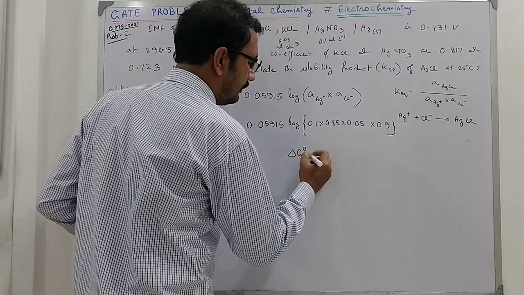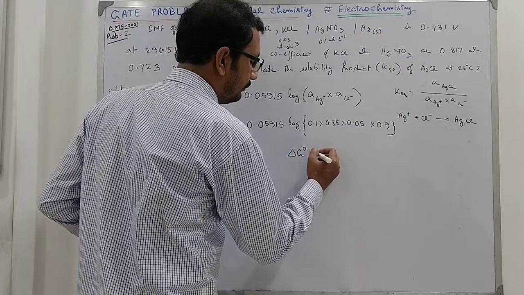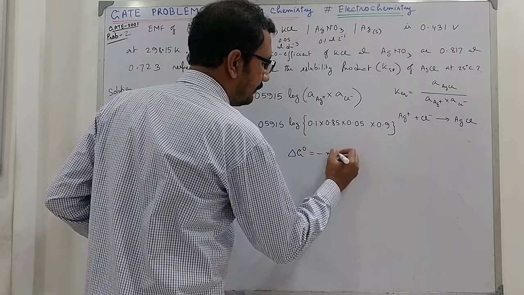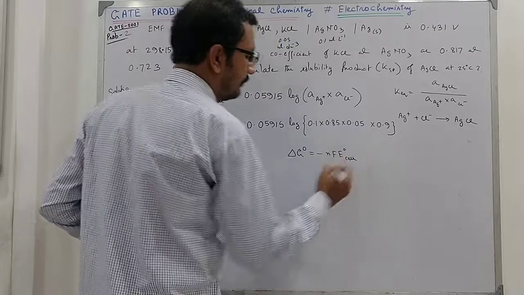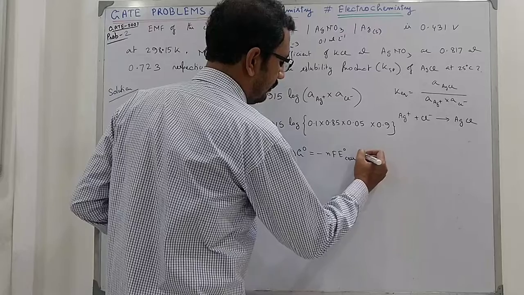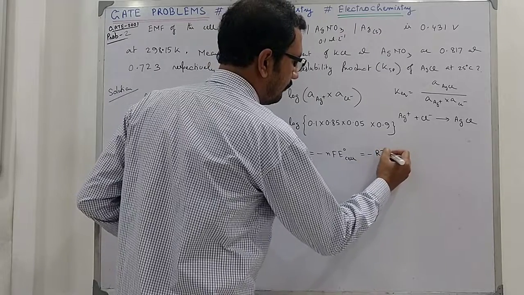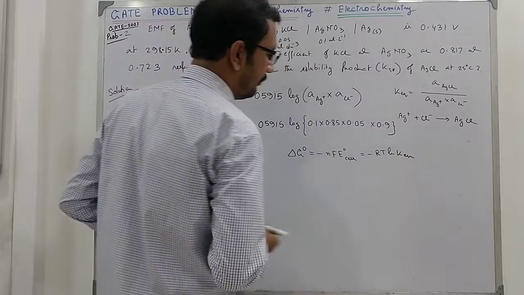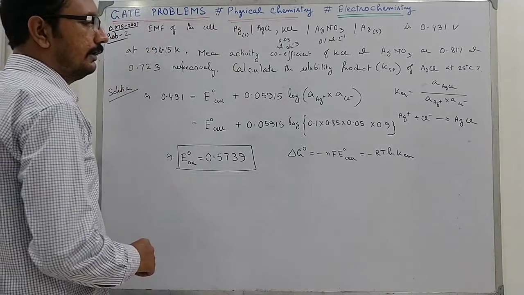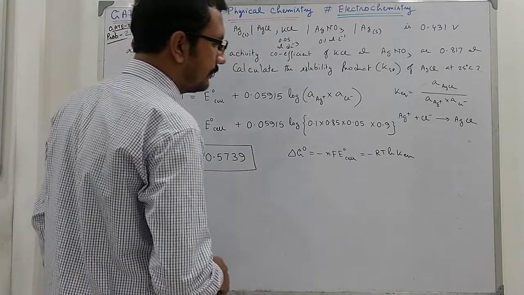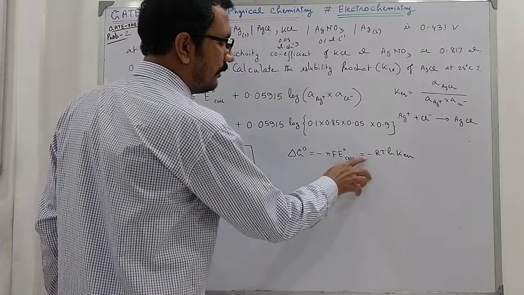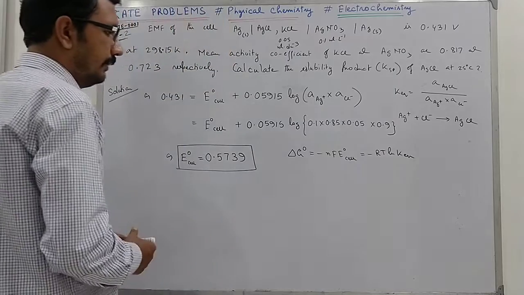Now it is known to us that del G naught equals minus nF E naught cell, and it is equal to minus RT ln K equilibrium. Now these derivations I have shown you in detail in the electrochemistry lectures. So we have del G naught equals minus nF E naught cell equals minus RT ln K equilibrium.